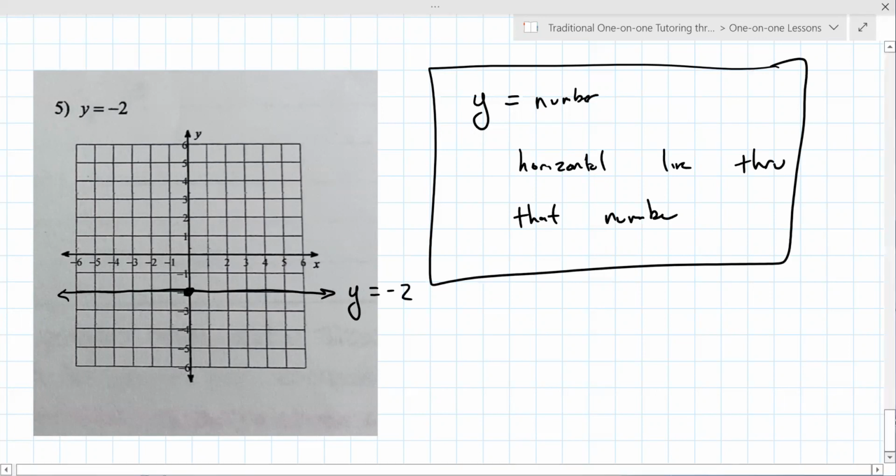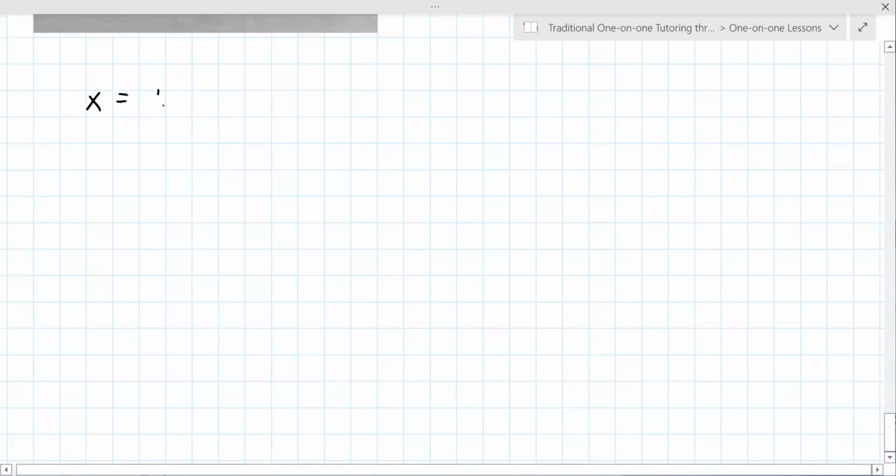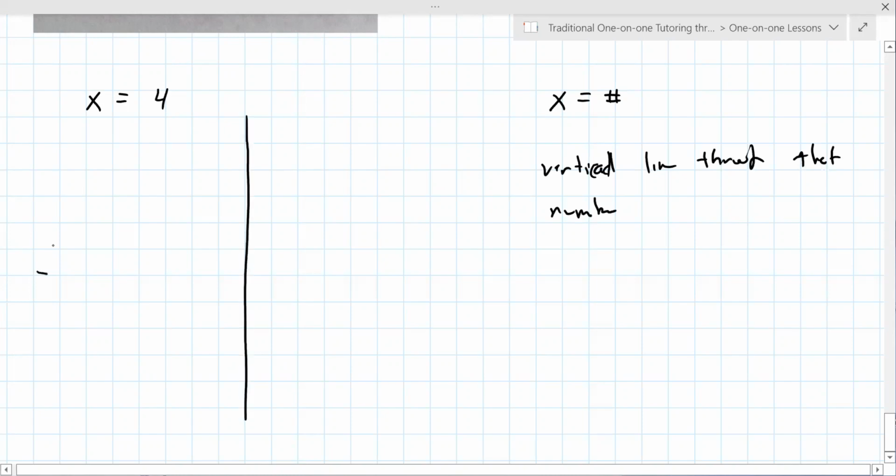Okay, so let's do a vertical line. Let's say I wanted you to graph x equals 4. X equals a number is a vertical line through that number. Actually, I'll just snip in another graph here.